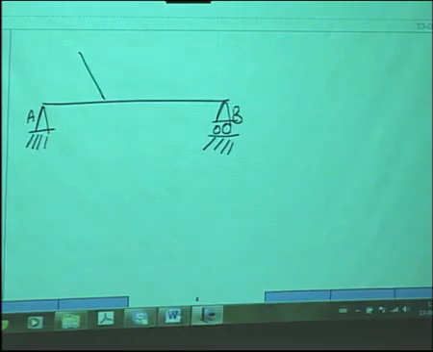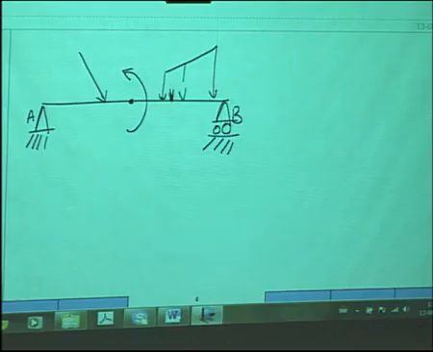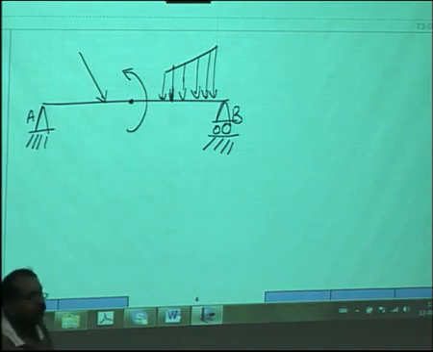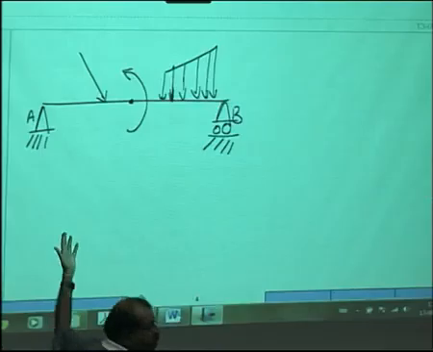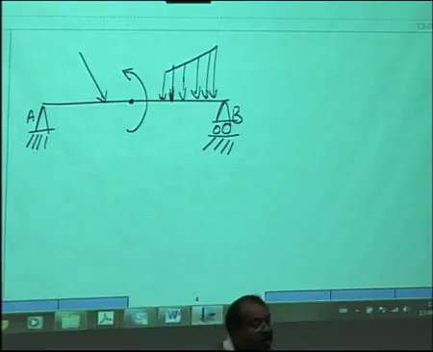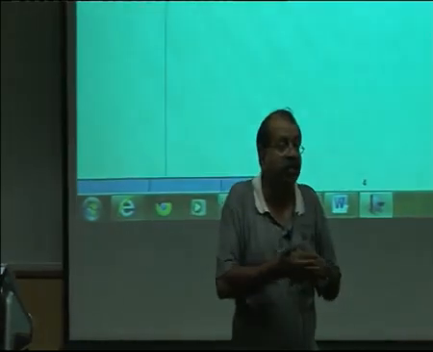Let us say we have a force Fx, we have a moment acting at this point, and there is a distributed load, and we want to find the shear force and bending moment at different sections of the beam. Or I could be asked to draw the shear force and bending moment diagram of the beam.